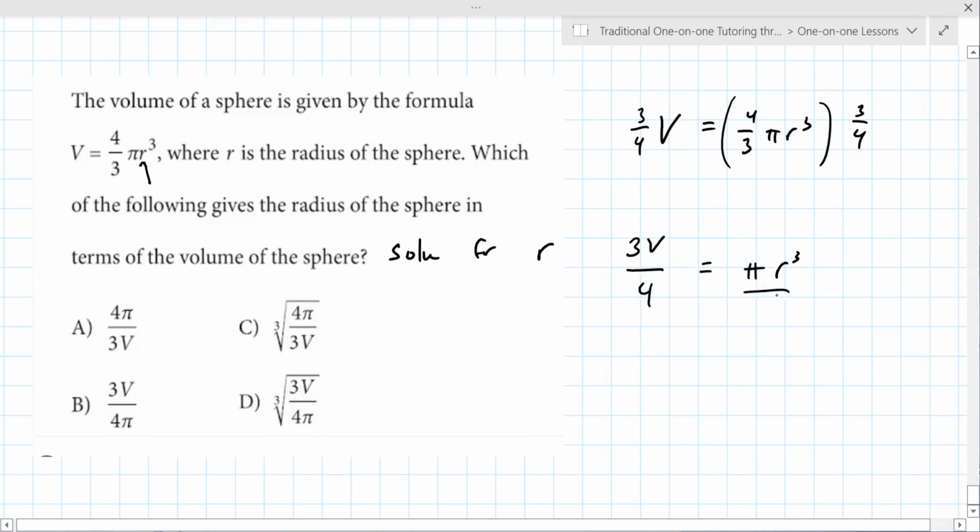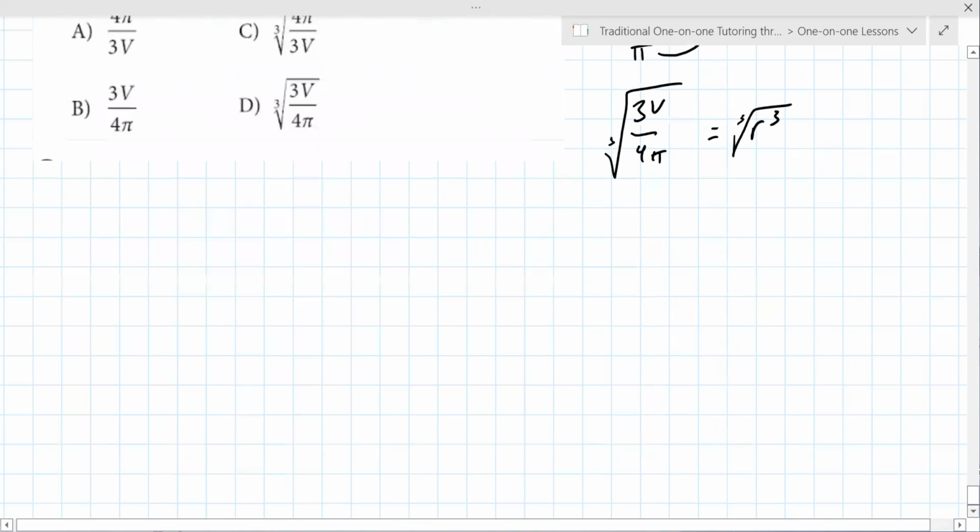Yeah. When you divide by pi, that pi really goes up into the denominator. So it's 3v over 4 pi. And then you undo cube with a cube root. D. Okay, so let me give you another one here to try.